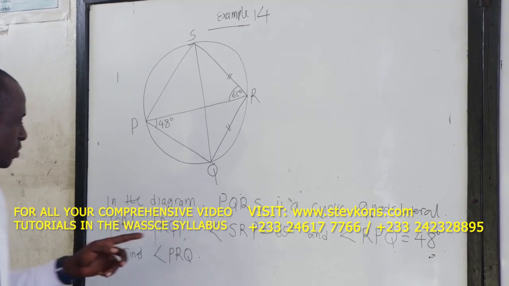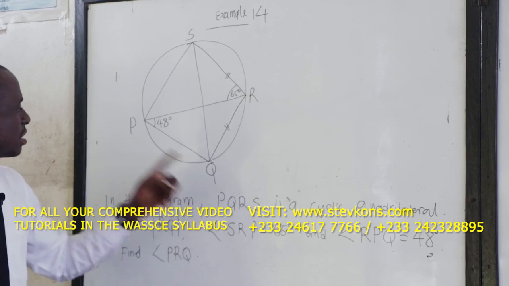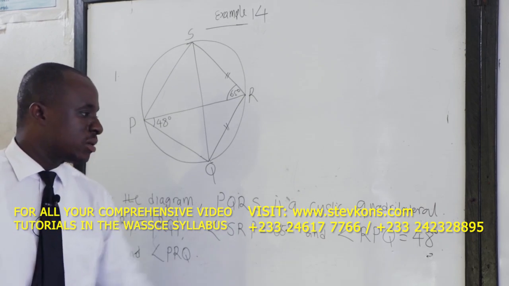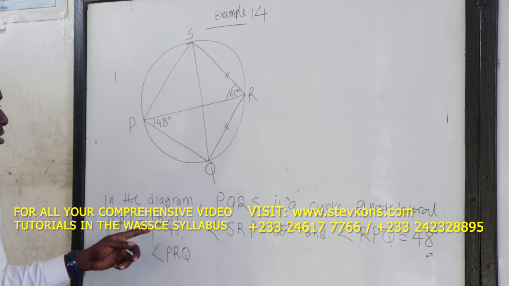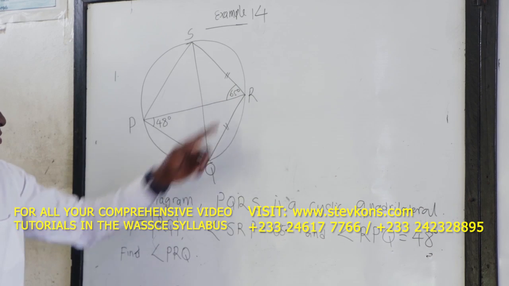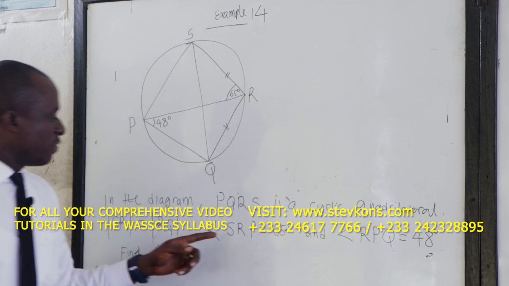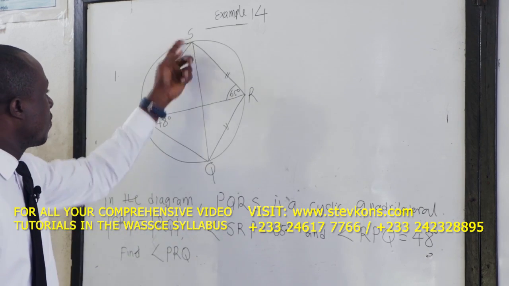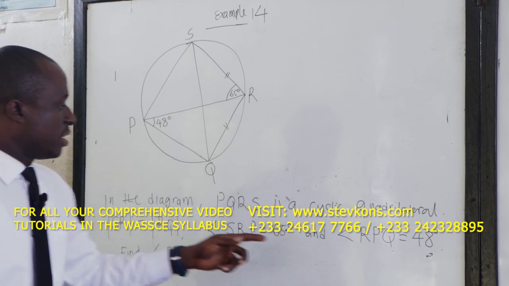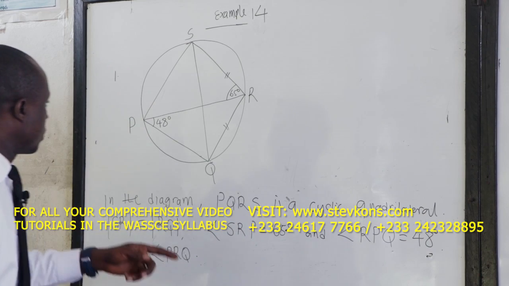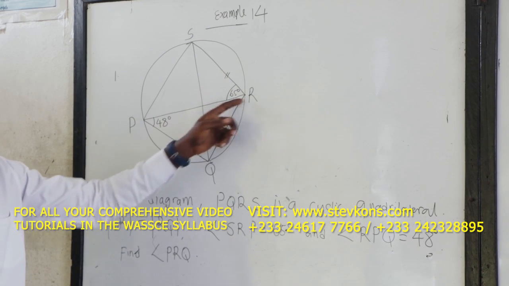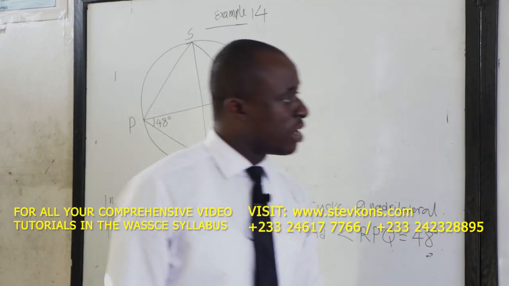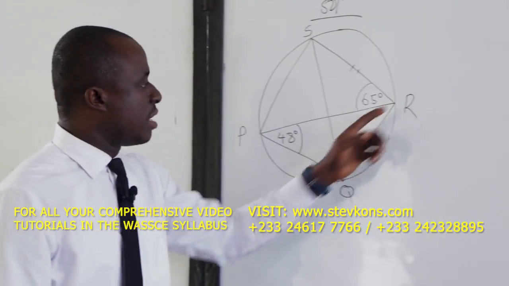Now this is a past question. We are given the diagram PQRS, a cyclic quadrilateral. SR is equal to RQ. We are also given that SRP is 65 degrees and RPQ is 48 degrees. We want to find PRQ. Okay, let's redraw what we have here. We want to find PRQ.